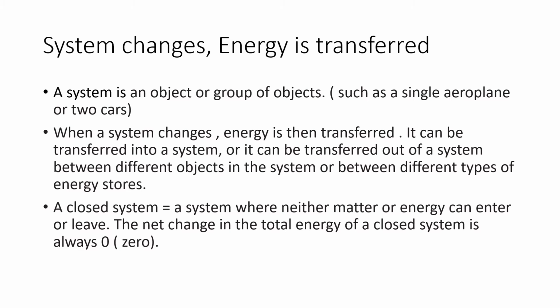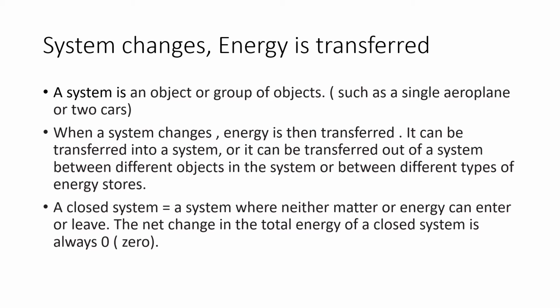And now, there's a key term when we're talking about energy transference, and that is a system. Now, a system is just a fancy word for an object or a group of objects. An example is just a single aeroplane or 2 cars. When a system changes, energy is then transferred.